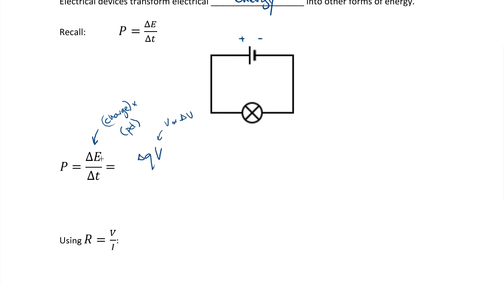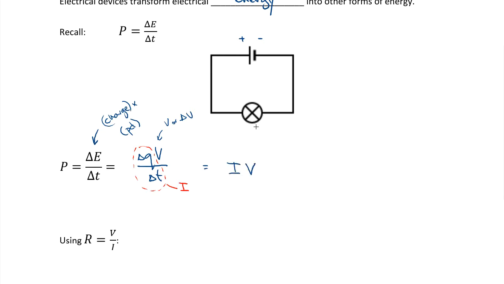So that's my numerator. This is the expression for the change in electric potential energy, or the work done on a charge. It's equal to the charge multiplied by the potential difference through which it's moved. And our denominator is still delta T. But recognize now that this is our definition for current. Current is the rate at which charge is moving. So simplifying this, I get current times potential difference.